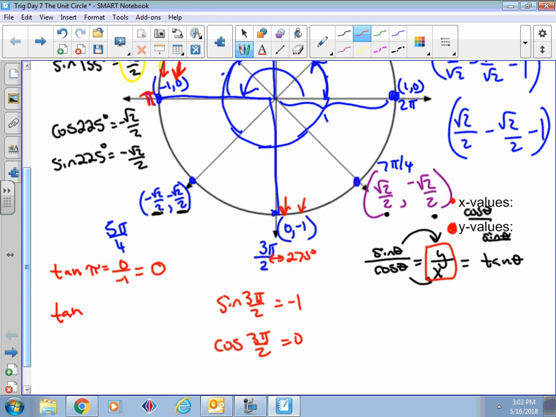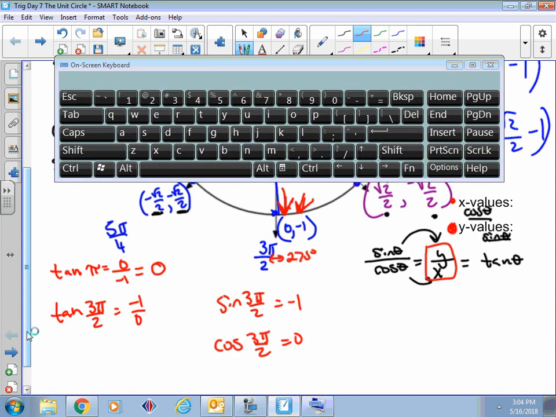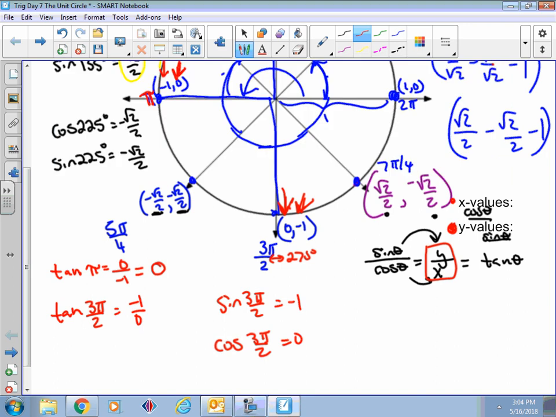Okay, smarty pants. Tangent of 3 pi over 2, y-coordinate divided by the x-coordinate. -1 divided by 0. Oops, I hit a button. What is -1 divided by 0? You can't divide by 0. This is undefined. So tangent is undefined at 3 pi over 2. Or tangent is undefined at 270 degrees.